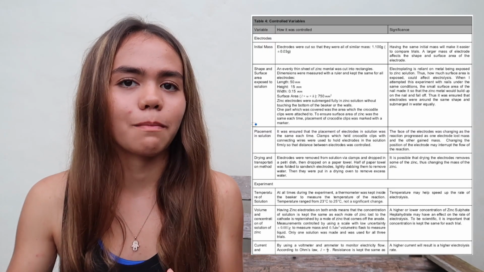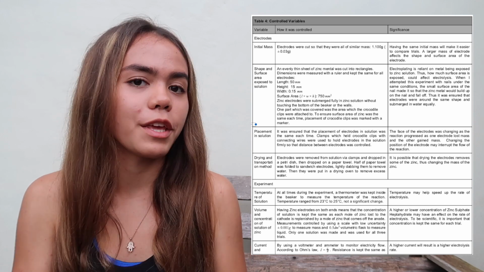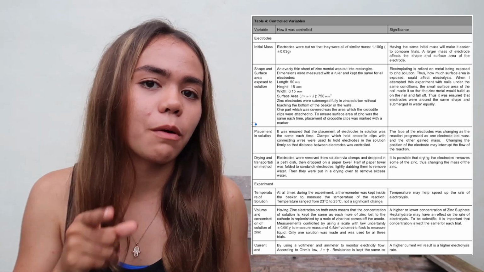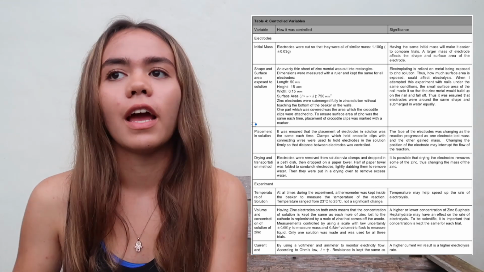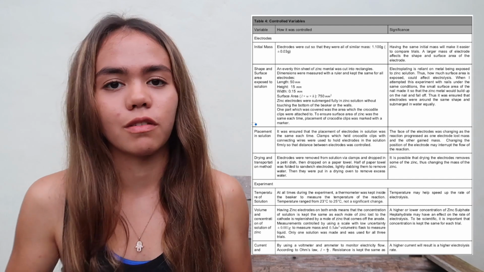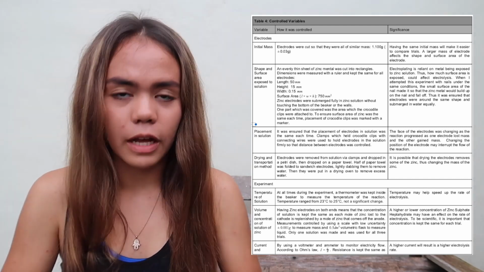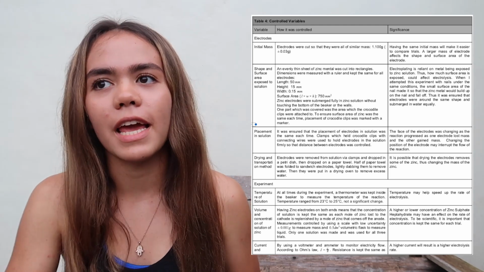Next to this, at least in my structure, you would have the significance column. Here you write a few notes on why you had to control that variable. Now again, you don't have to do this, but I would highly recommend it because it shows your understanding of variables and the scientific method and being accurate. Here you want to show the significance of controlling this variable to your experiment. Why do you even have to control this variable? What role does this variable have to play in your experiment?